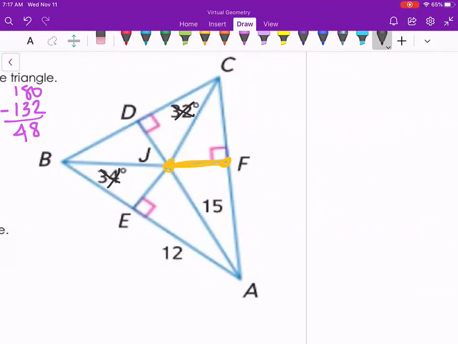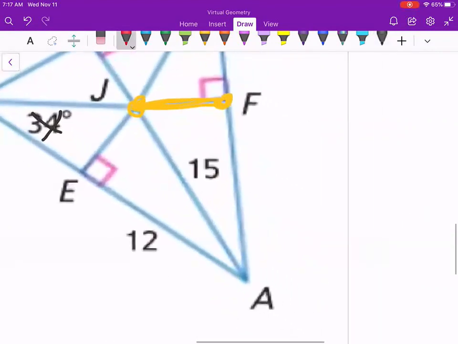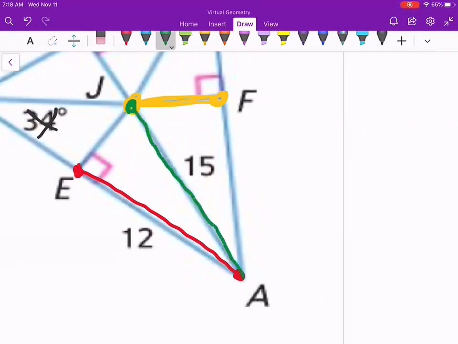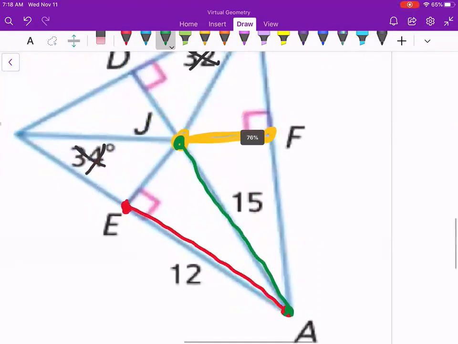All right, so one thing I know, when I'm looking at my 12, is that it goes all the way from E to A, while my 15 is all the way from J to A. So problem is, right now I've got a piece of a triangle here. I've got one side of the triangle and I've got the other side of the triangle. I don't necessarily know E to J yet, but technically I do.